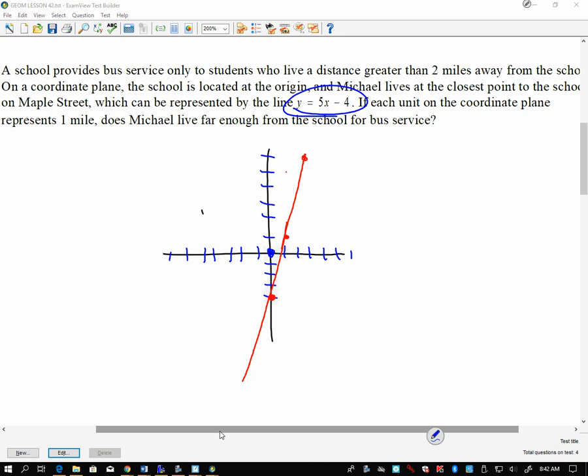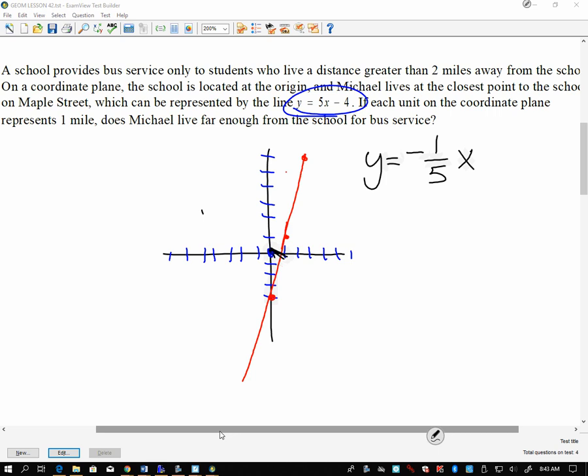So I do know this about the line that goes from here to here, that it has a slope of -1/5, right? Can anybody tell me, because the school is at 0, 0, what the y-intercept is? 0. So the equation of that black line is y equals -1/5 x, correct?